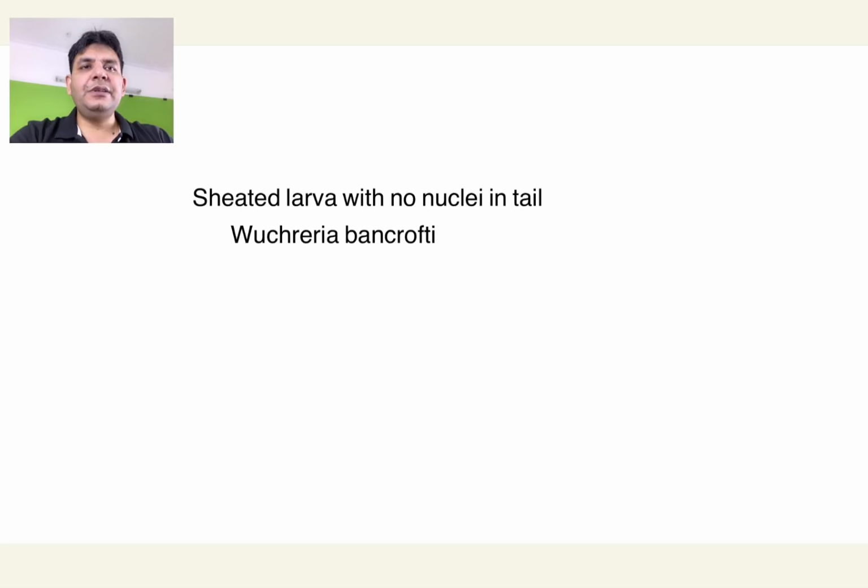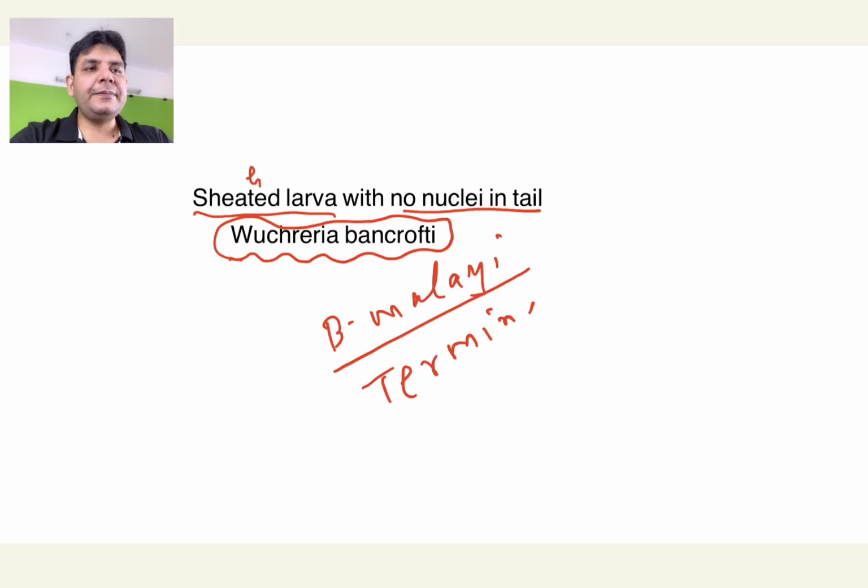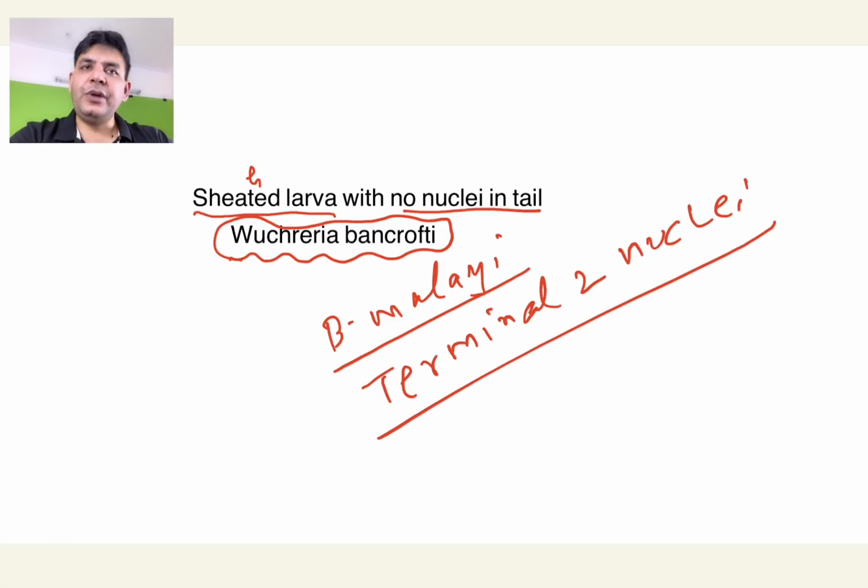Now there was a question which I have discussed a few days back also in one of my YouTube channel videos. Sheathed larvae with no nuclei in the tail. Obviously the answer is Wuchereria bancrofti. And with this particular thing, we differentiate it from Brugia malayi, because in Brugia malayi we have terminal two nuclei. And if somebody asks you which are sheathed, Brugia malayi is sheathed, no doubt about that.